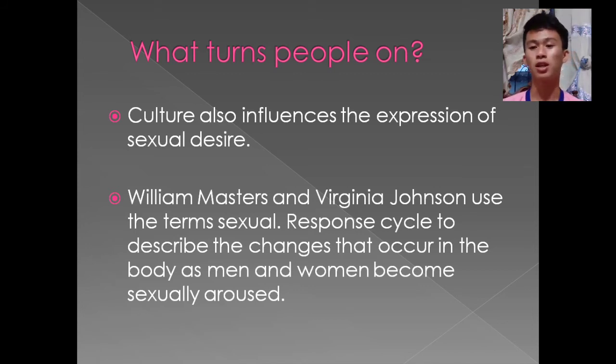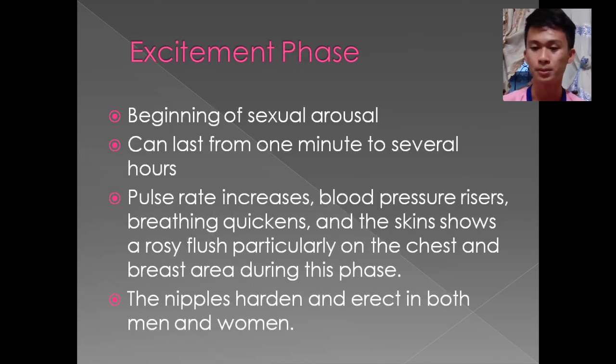So that is a culture. So next, William Masters and Virginia Johnson used the term sexual response cycle to describe the changes that occur in the body when men and women become sexually aroused. So in this part, we have the excitement phase. I think there are many kinds of phases, but we tackle first the excitement phase.